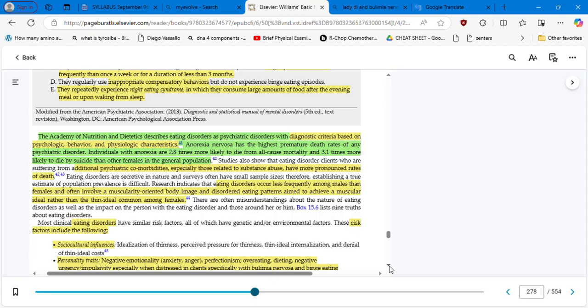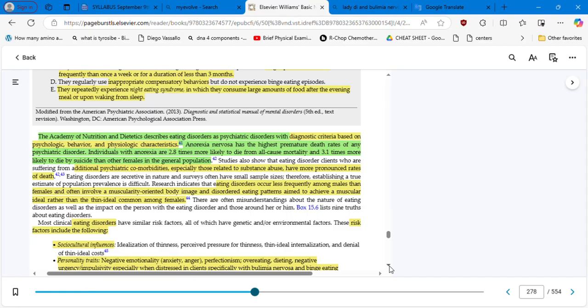Okay, so additional psychiatric comorbidities, especially those related to substance abuse, have more pronounced rates of deaths. So there are patients that are recovering from substance abuse, right? They already recovered. I've seen many students recover from that, and then they were successful, and then they are still having some anxiety and stress and depression. They enter the nursing field, and then because of the cases they see, they go back to the substance abuse. It's very painful, very sad. So eating disorders occur less frequently among males than females and often involve a muscularity-oriented body image, and disordered eating patterns aim to achieve a muscular ideal rather than the thin ideal common among females.